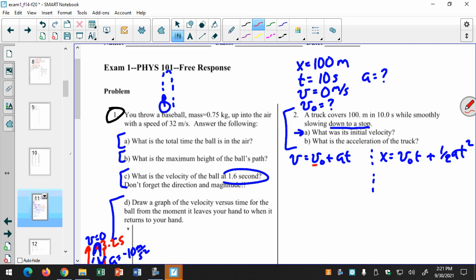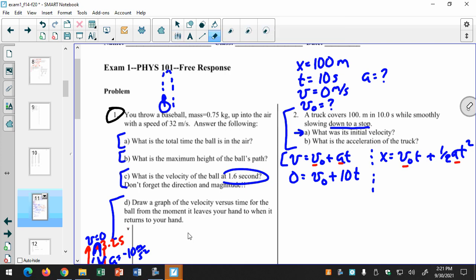You don't have to do this on your test, but I'm marking my unknowns, v naught and a. It's usually easier to begin with this equation just because it's a less complicated equation because I don't have that quadratic term, that t squared. So I'm going to write this, 0 equals v naught plus a times t, which is 10. I'm going to write this as 10a. I just switched the position of a and t, 10a. Okay?